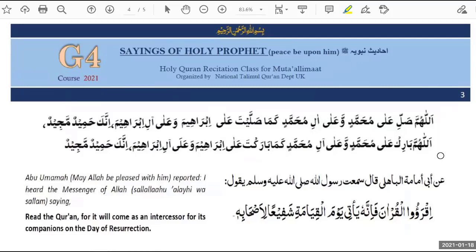Okay. Let's start with the Durood Sharif. Allahumma salli ala Muhammadin wa ala ali Muhammadin kama sallaita ala Ibrahima wa ala ali Ibrahima innaka Hamidum Majid. Allahumma barik ala Muhammadin wa ala ali Muhammadin kama barakta ala Ibrahima wa ala ali Ibrahima innaka Hamidum Majid. Anabi Amamatul Bahli قال سمعت رسول الله صلى الله عليه وسلم يقول اقرأوا القرآن فإنه يأتي يوم القيامة شفيعا لأصحابه. Abu Umama, may Allah be pleased with him, reported, I heard the Messenger of Allah sallallahu alaihi wasallam saying, read the Quran, for it will come as an intercessor for its companions on the day of resurrection.